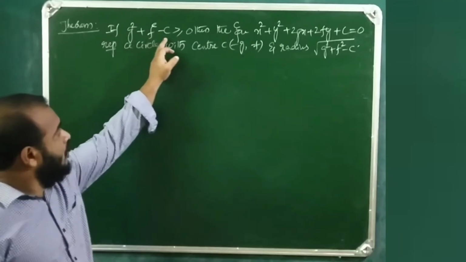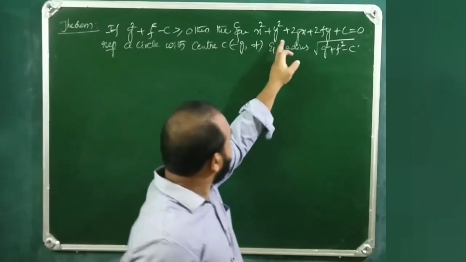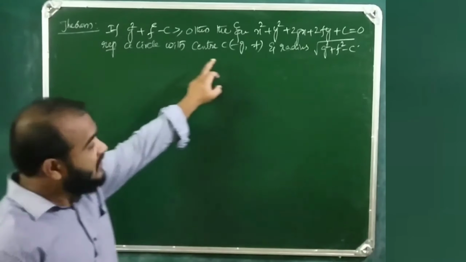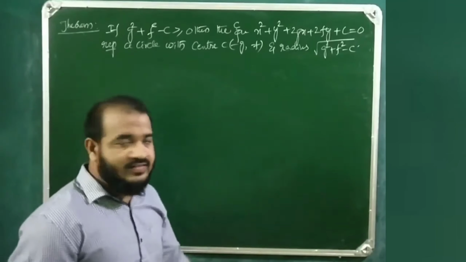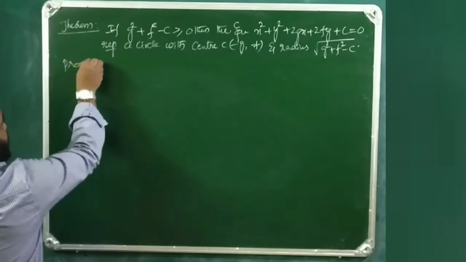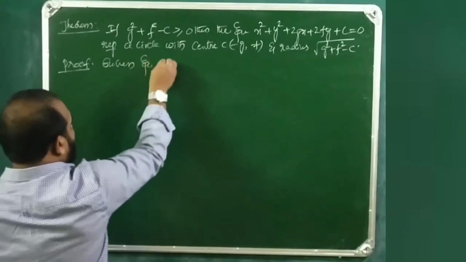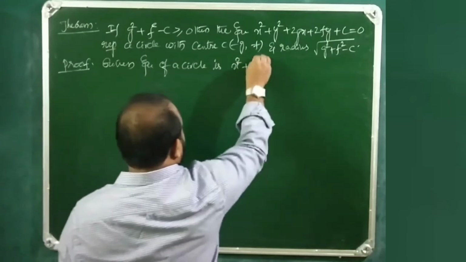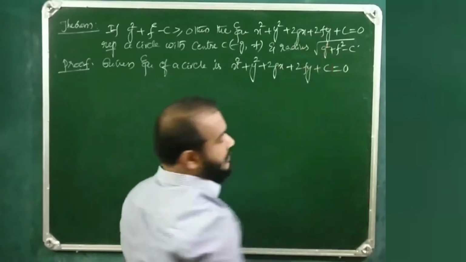If g square plus f square minus c is greater than or equal to 0, then the equation x square plus y square plus 2gx plus 2fy plus c equals 0 represents a circle with center (minus g, minus f) and radius square root of g square plus f square minus c. This is what we need to prove. So, given the equation of a circle is x square plus y square plus 2gx plus 2fy plus c equals 0.